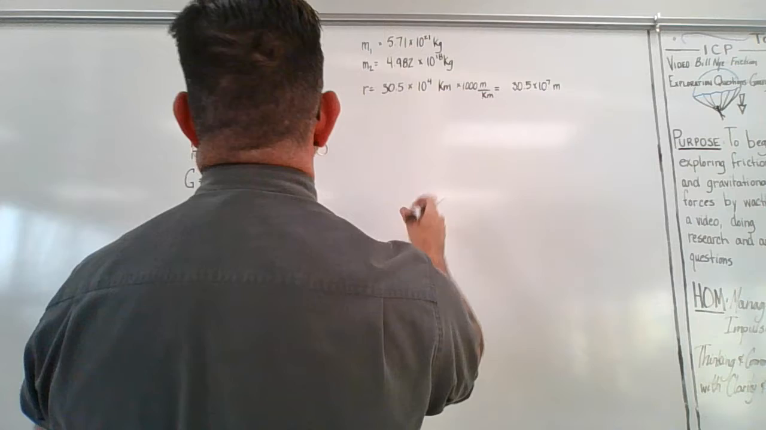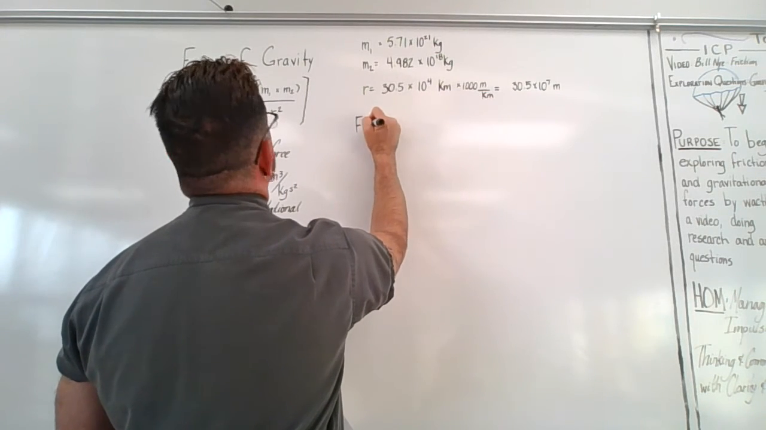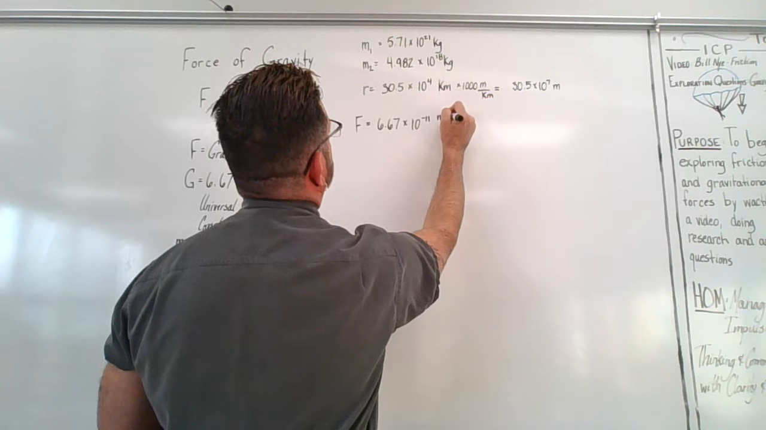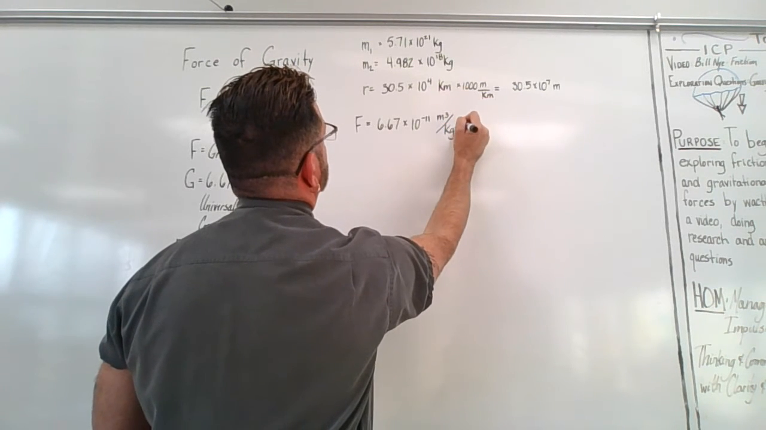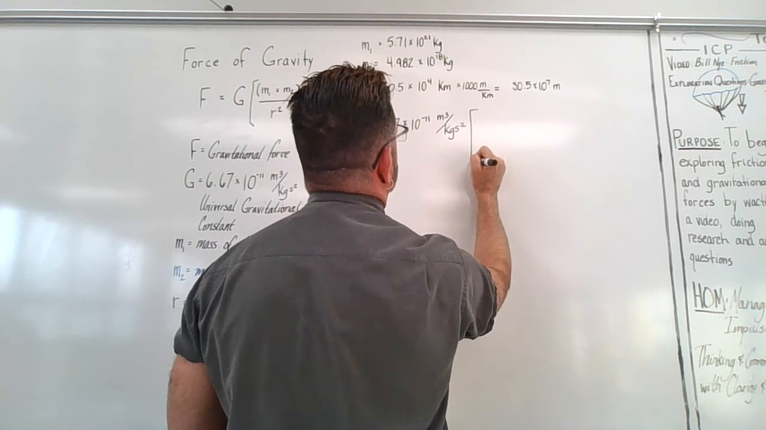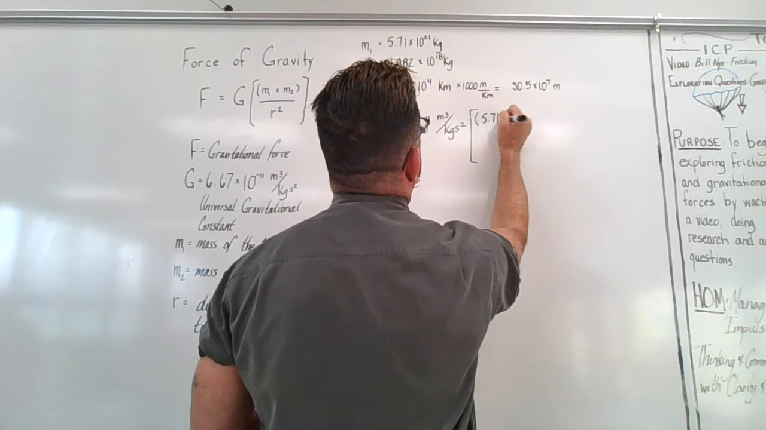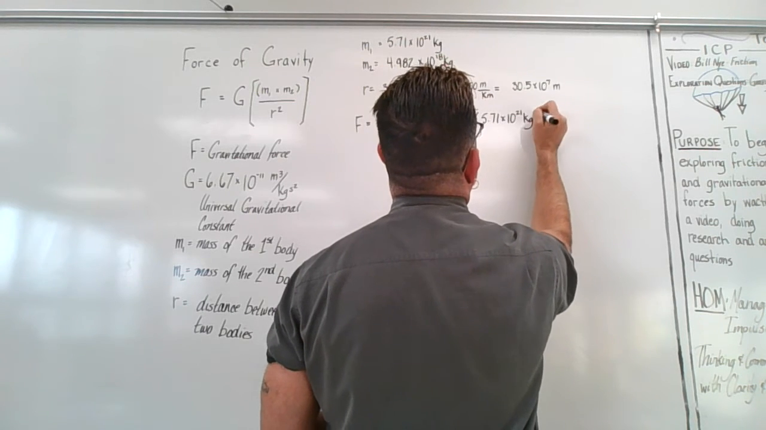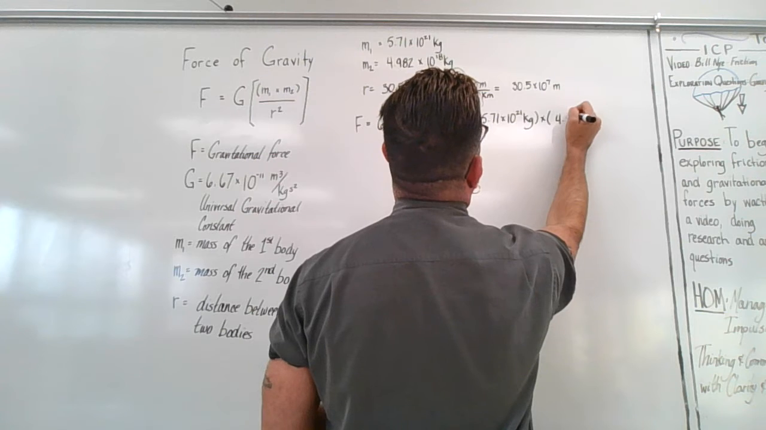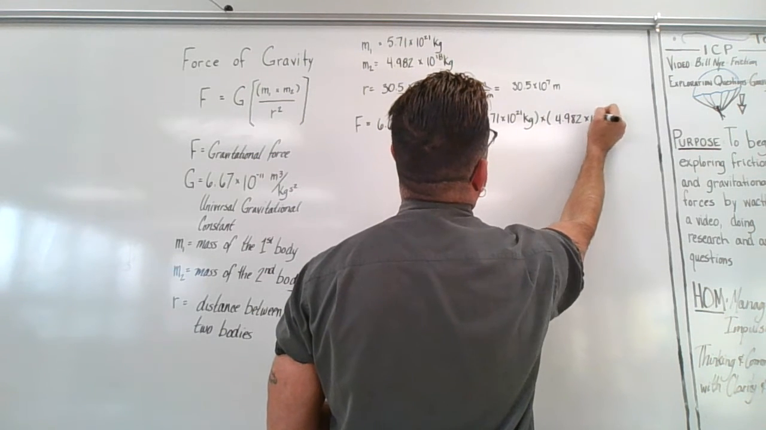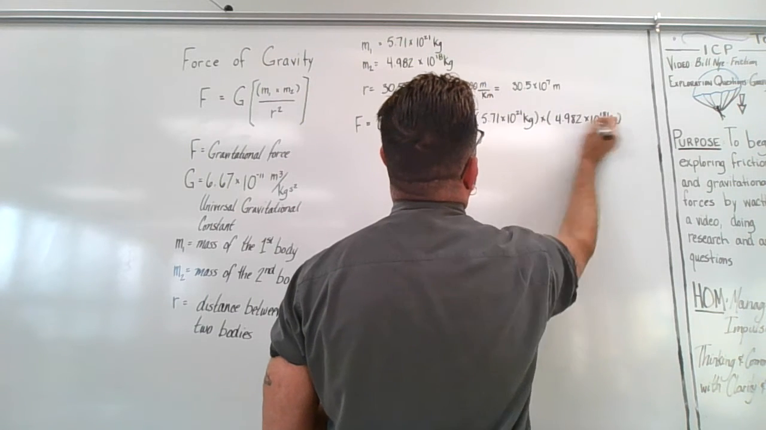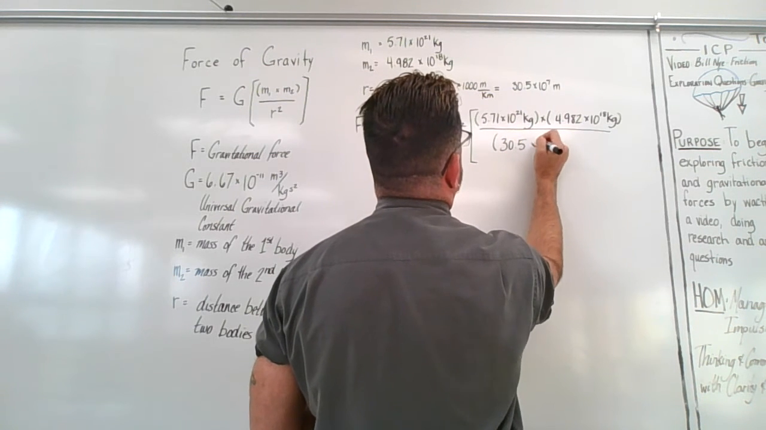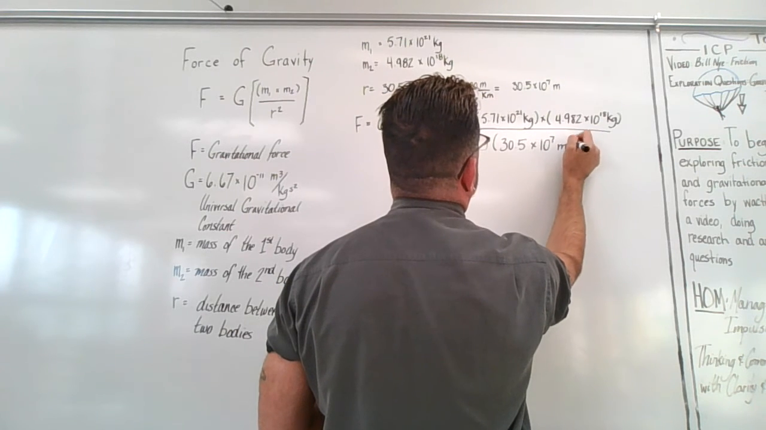Now, we just plug all this into the equation. So we say F is equal to 6.67 times 10 to the negative 11th meters cubed per kilogram second squared, times M1, 5.71 times 10 to the 21st kilograms, times 4.9 times 10 to the 18th kilograms, over 30.5 times 10 to the 7th meters squared.